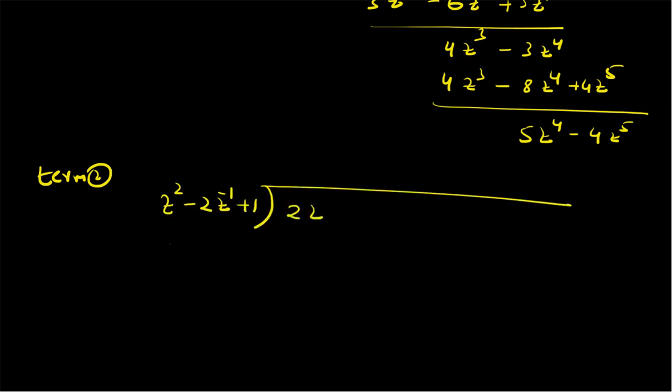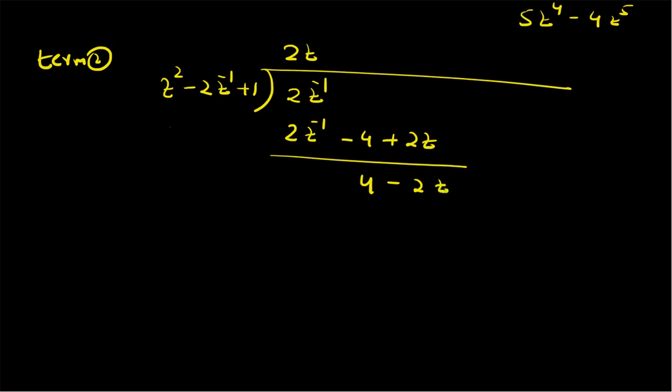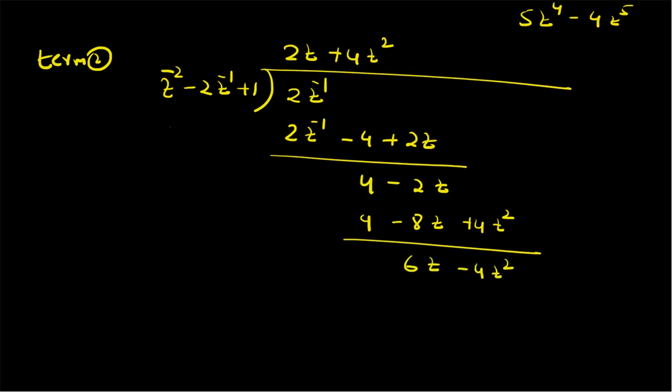Now for term 2, we have z^2 minus 2z plus 1 as the divisor, and then 2z^-1 as the numerator. So the first term will be 2z, so we have 2z^-1, and then minus 4z. So the difference is 4 minus 2z. So to get a 4 here, we have plus 4z^... here is a minus 2, so z^2. So it is a 4 here, and then minus 8z, and then plus 4z^2. So the difference is 6z minus 4z^2. So to get a 6z, we have to have 6z^3. So it should be 6z, minus 12z^2, and then plus 6z^3.